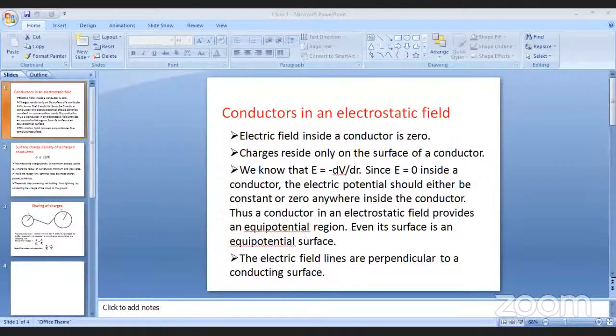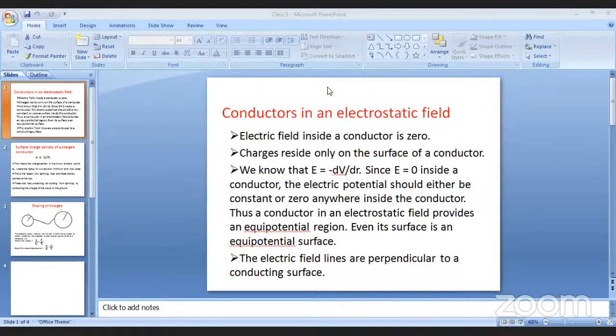Whatever electric field is induced inside the conductor actually opposes the electric field from outside. The induced electric field grows in such a way that the total electric field inside the conductor becomes zero. This is what happens when you place conductors in an electrostatic field. This is the first point you need to understand carefully: whenever you keep a conductor in an external electrostatic field, the field inside the conductor becomes zero.